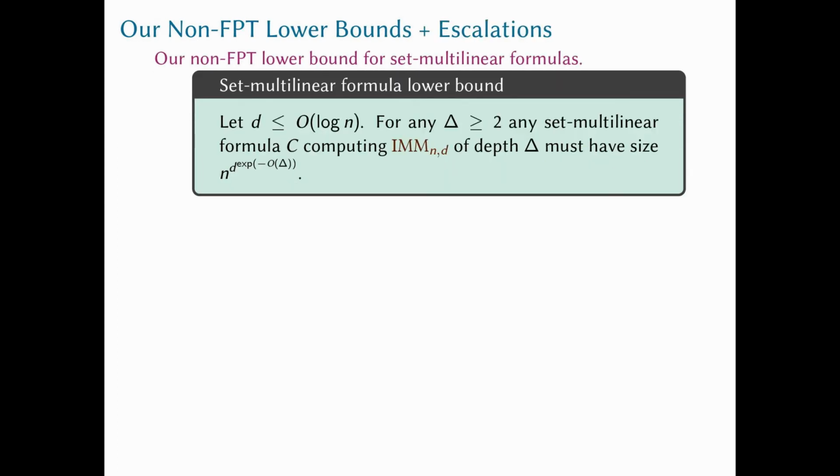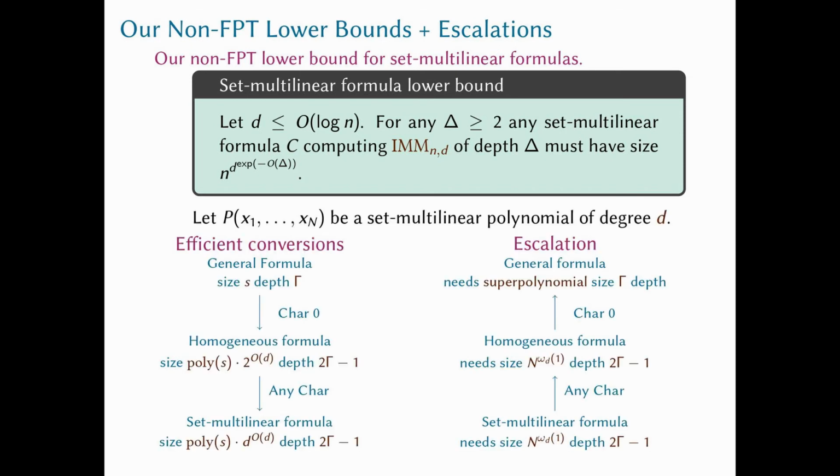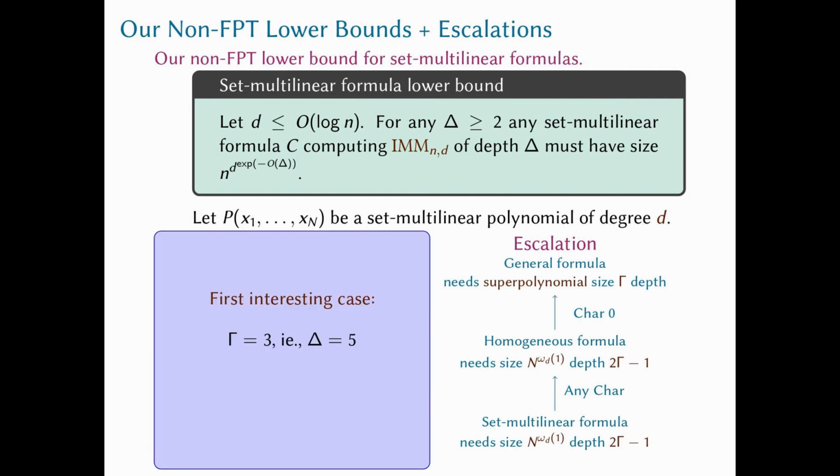Okay, so just to show the plan of the proof. If we can get this lower bound with the efficient conversions and with the escalation, it will imply our main result. So we just want to focus on the set multilinear lower bound. The second point: in the literature, for depth 2, a superpolynomial lower bound was known, it's trivial, but the first case where it was not known is depth 3.